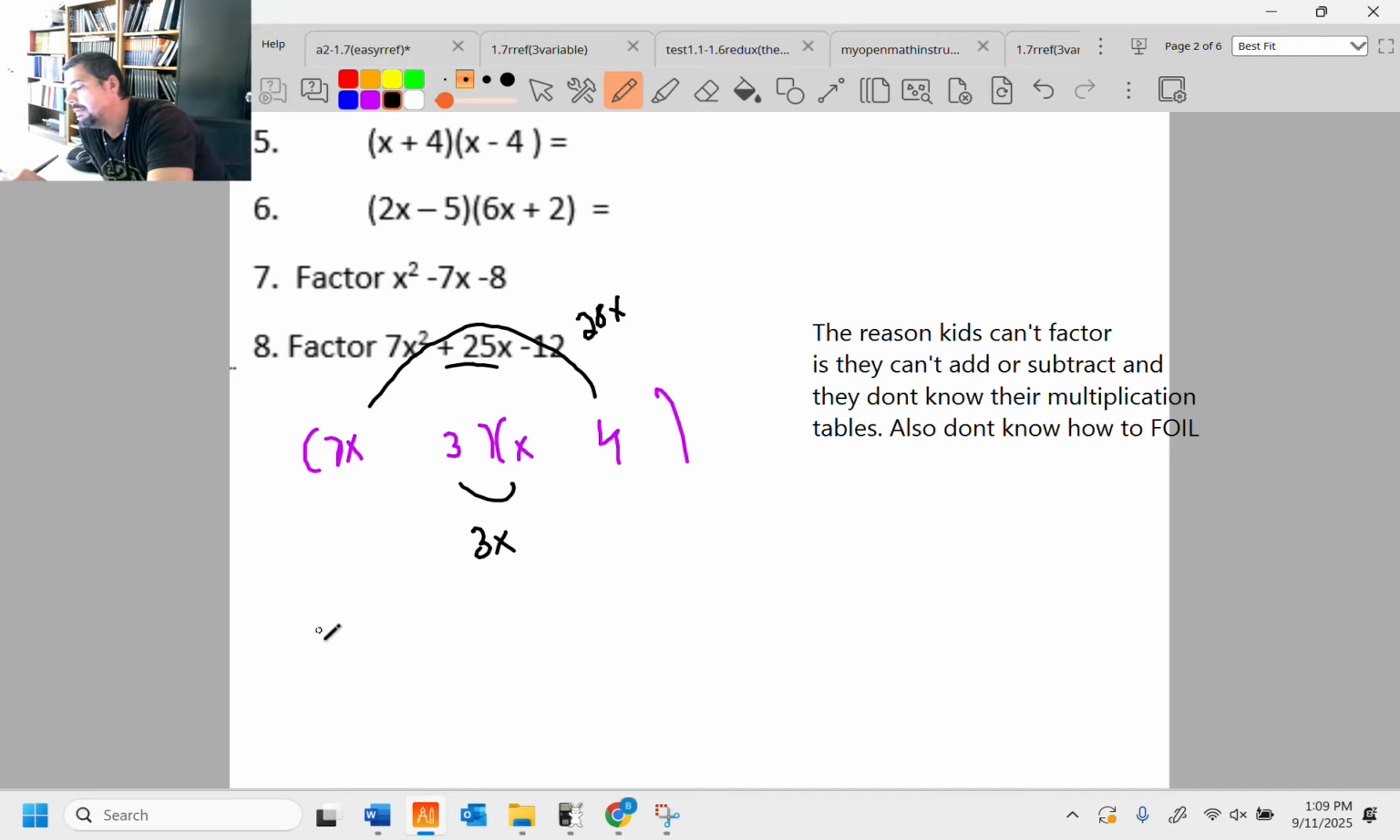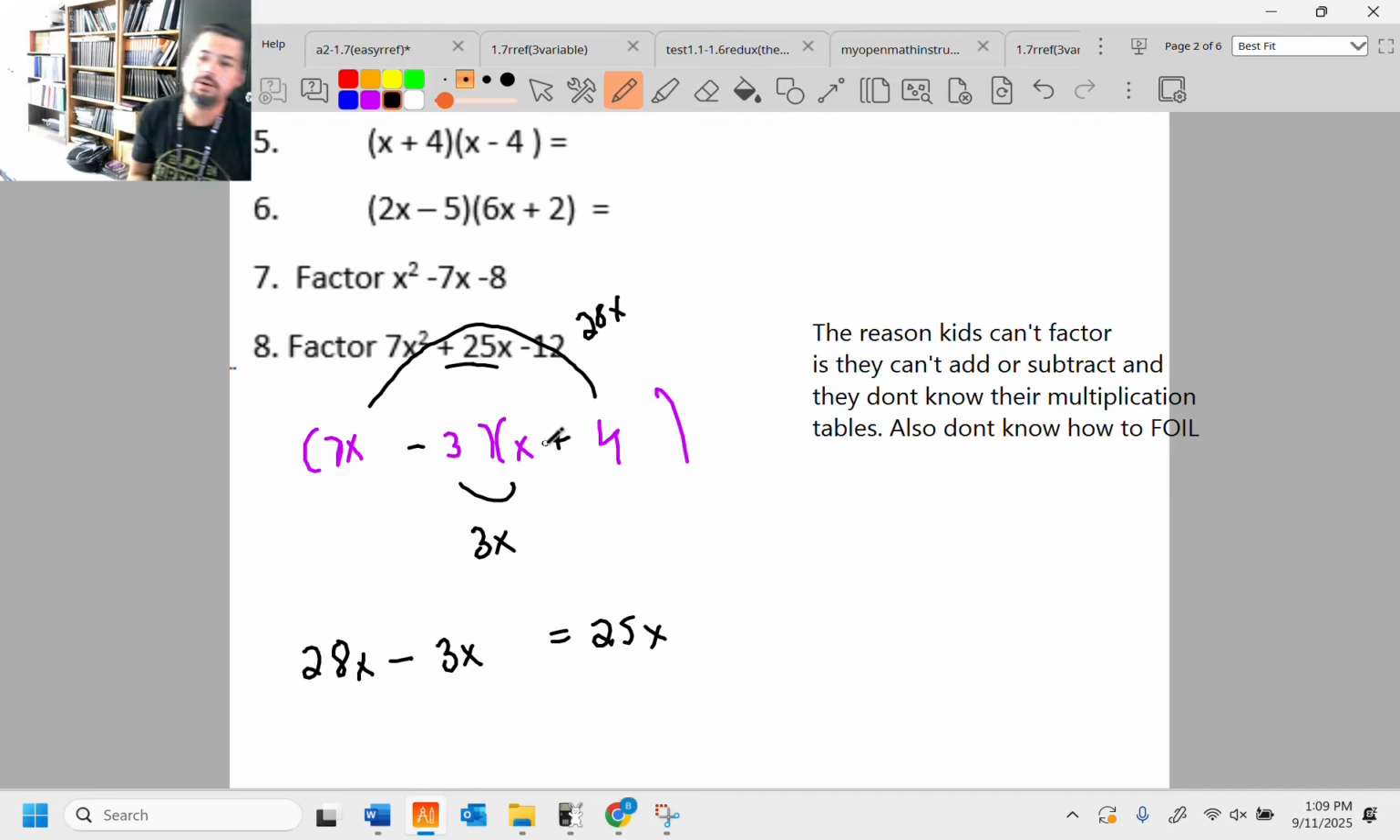The number in the middle, 28x and 3x, if put together, should be 25x. And the way you do that is you subtract 3 of them. Negative, positive, that's how hard that is. It ain't hard.